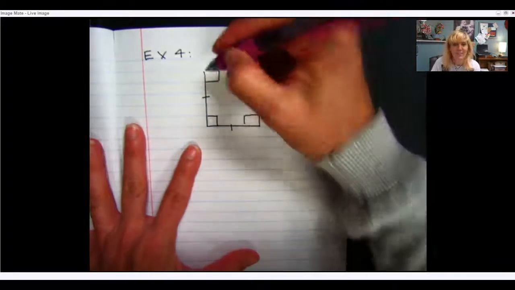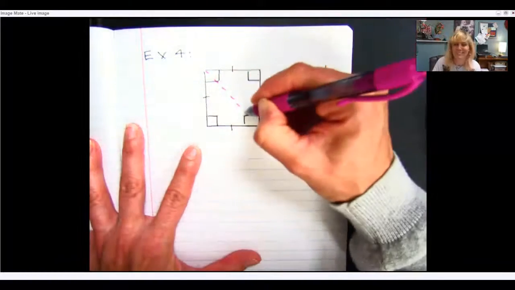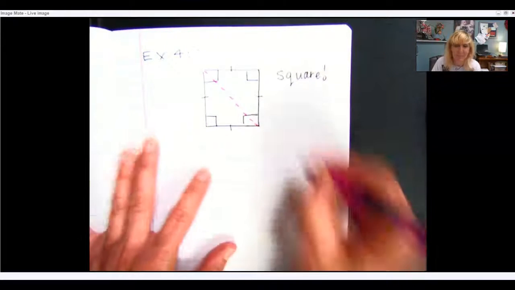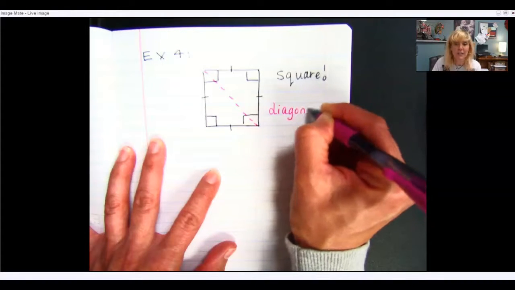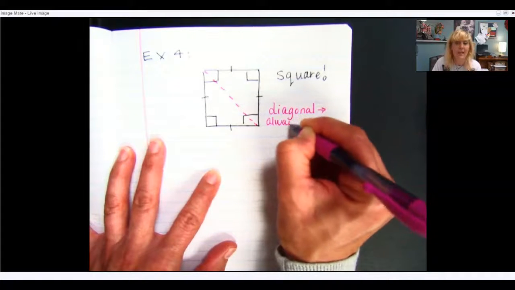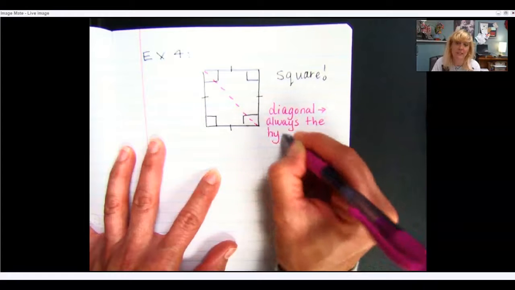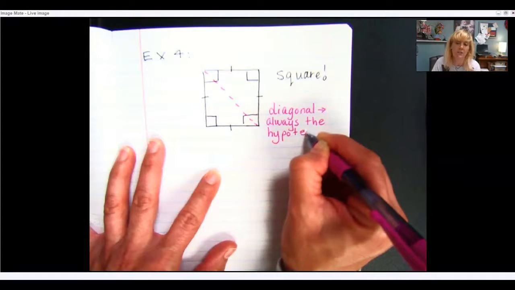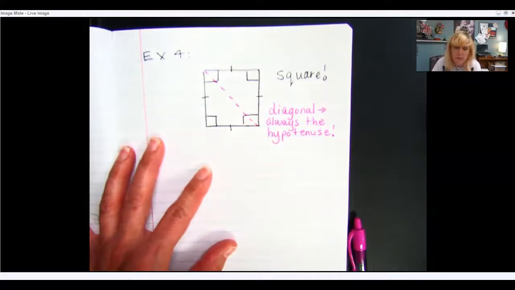All right, here we go. So what I'm going to do is I'm going to cut this in half diagonally. Please do the same with yours. And that diagonal cuts it in half. And it is always the C value. Please write that down. It's the hypotenuse. And remember, the hypotenuse and the C value is the exact same thing.